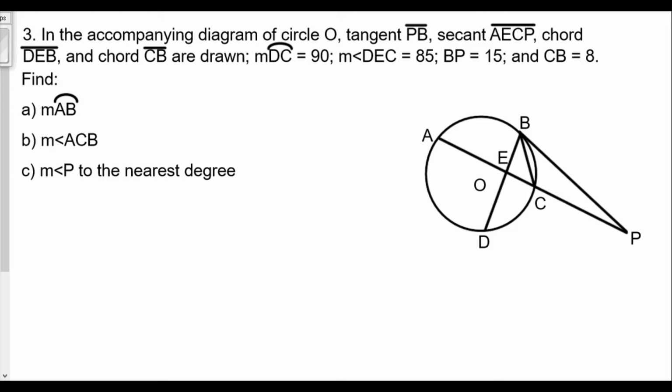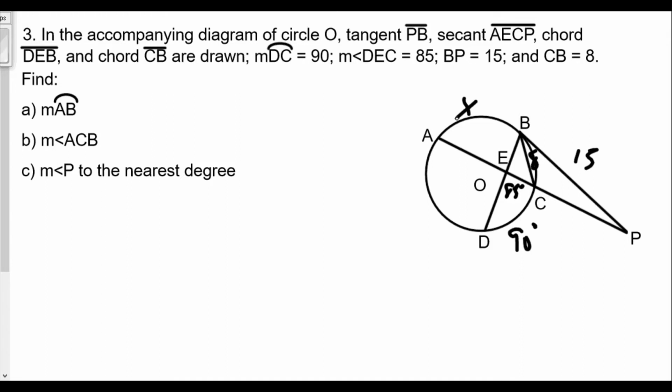In the accompanying diagram of circle O, tangent PB, secant AECP, chord DEB, and chord CB are drawn. The measure of arc DC is 90, so we'll label this as 90 degrees. The measure of angle DEC is 85 degrees, so this angle is 85 degrees. BP is 15, that's the measurement here, and CB is 8, that's the measurement here. The first question is to find the measure of arc AB. We're looking for this piece here, so this is our X value for now.